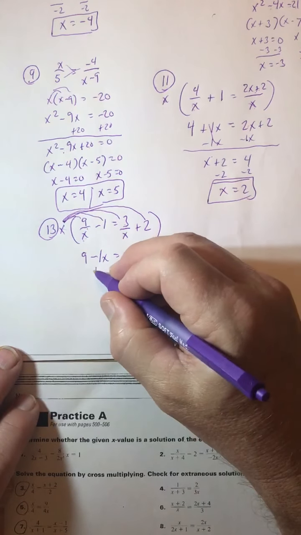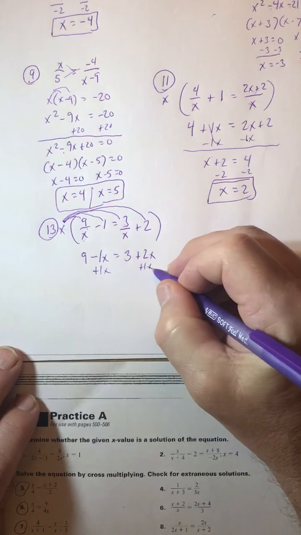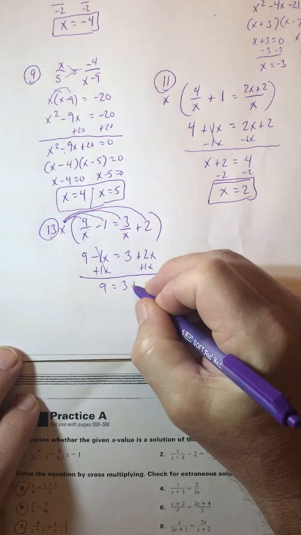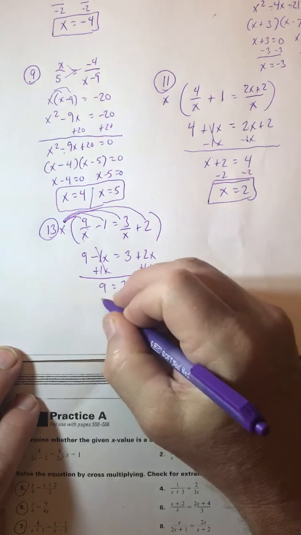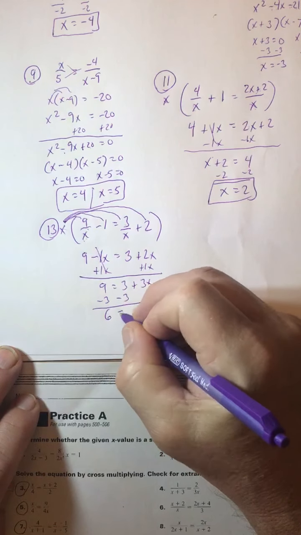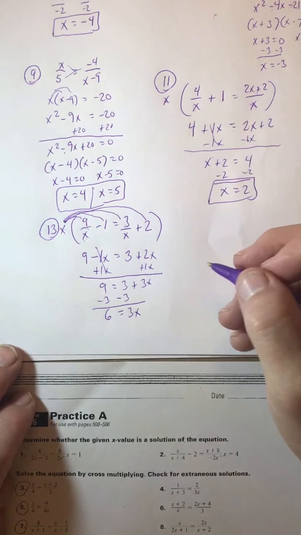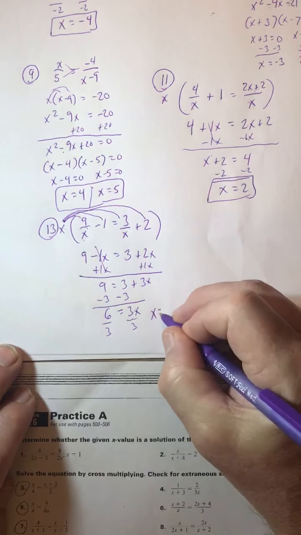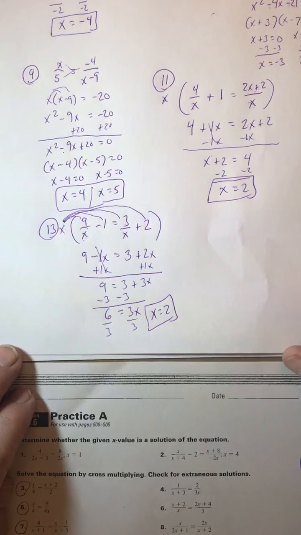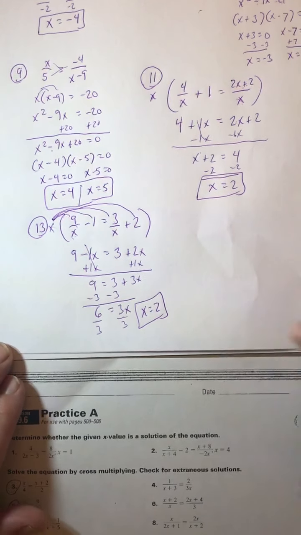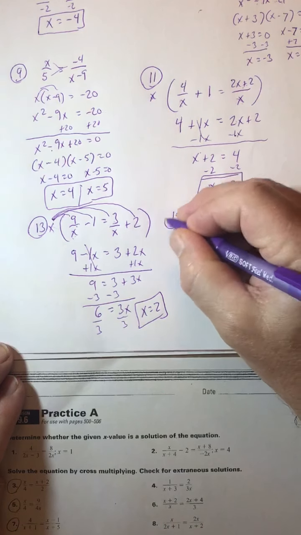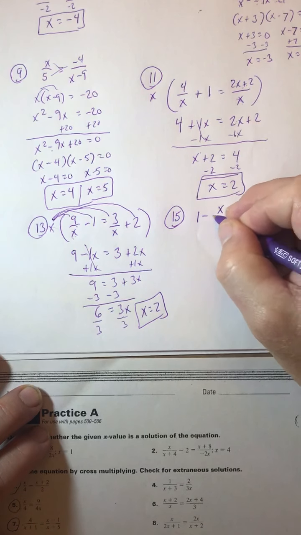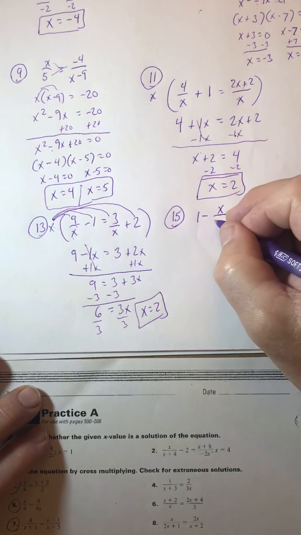All right, let's add 1x. Add 1x gives me 9 equals 3 plus 3x. Minus 3, minus 3. 6 equals 3x. And then divide by 3, and we get x equals 2. All right, and then the last one. 15.